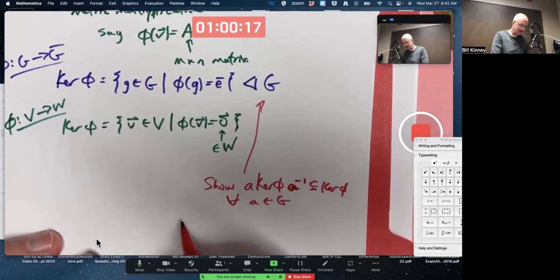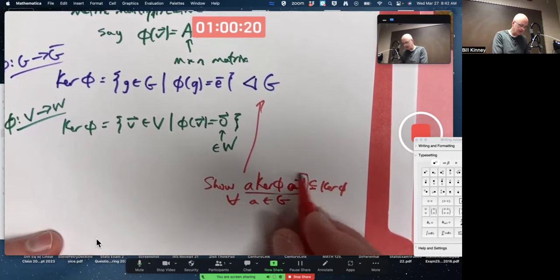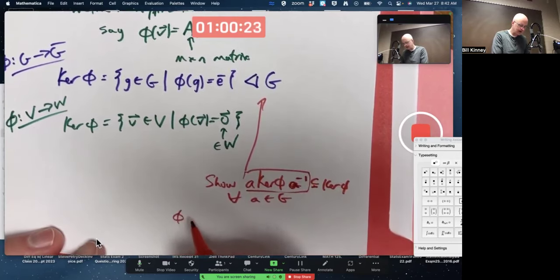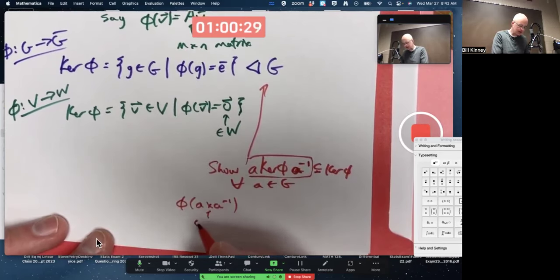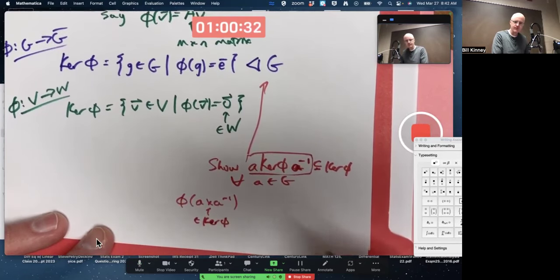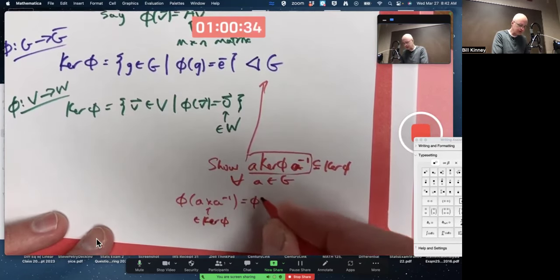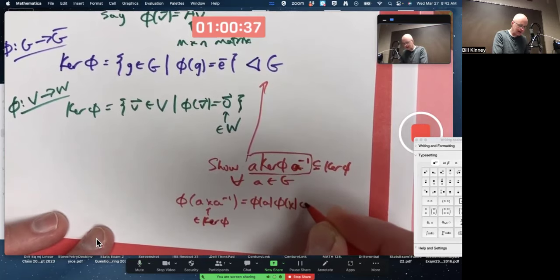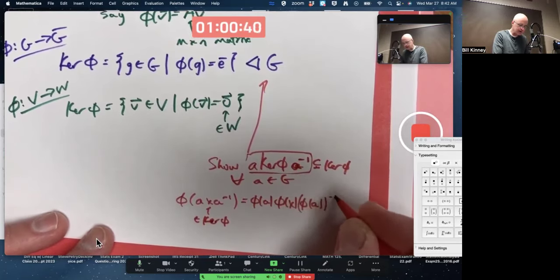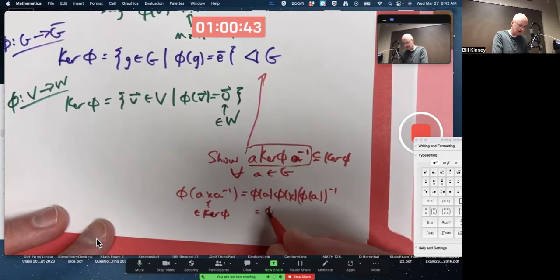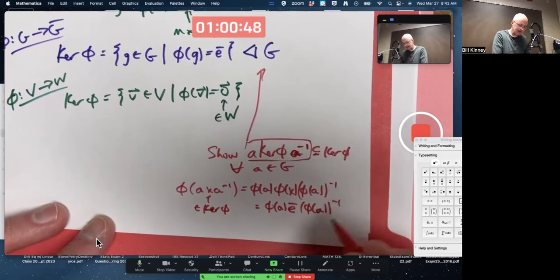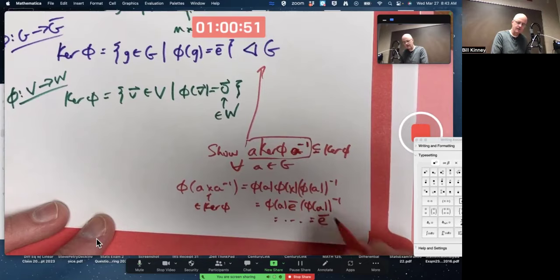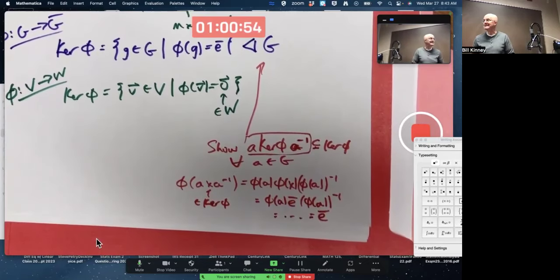What's the idea? Give me an arbitrary thing in here. Is it in the kernel? Phi of A X A inverse, where X is assumed to be in the kernel. What does this equal? Use the operation preserving property, and use the fact that we're assuming X is in the kernel. So phi of X is E bar, and then this does simplify to E bar. That basically does it. So kernels are normal subgroups.